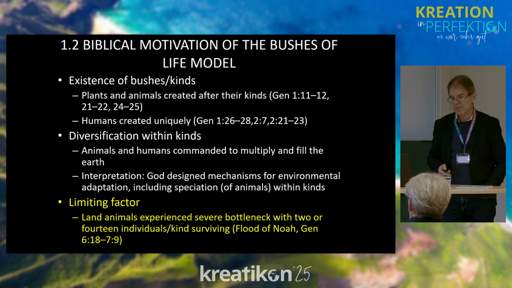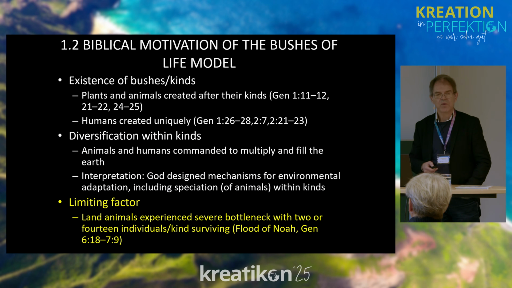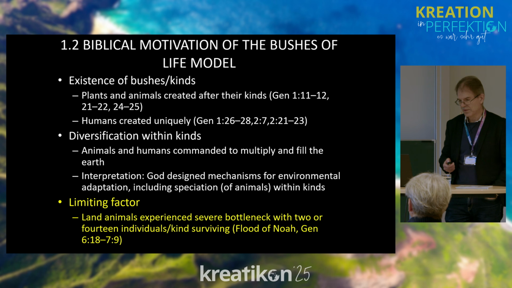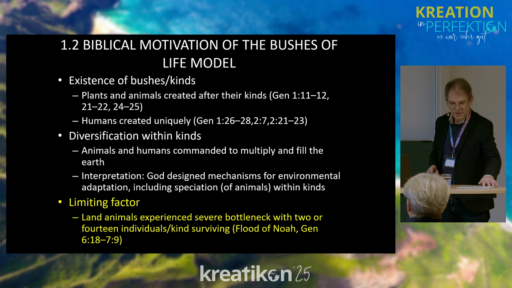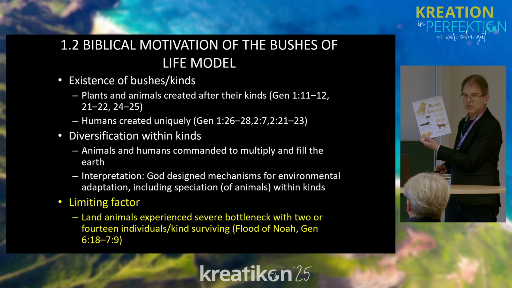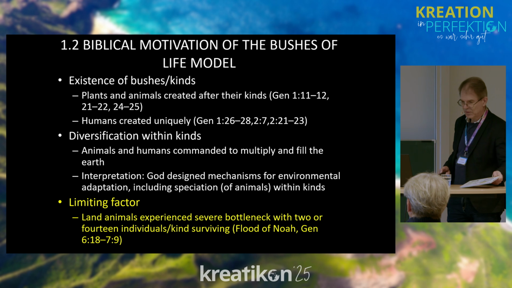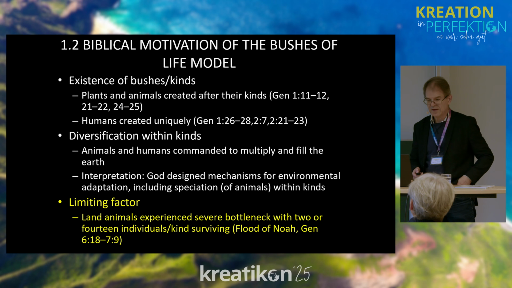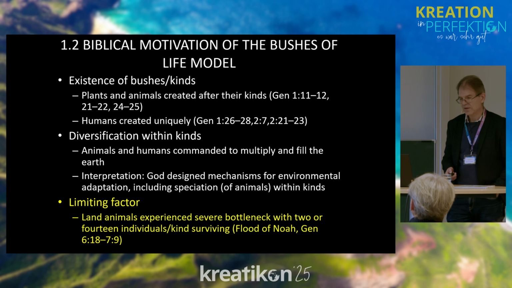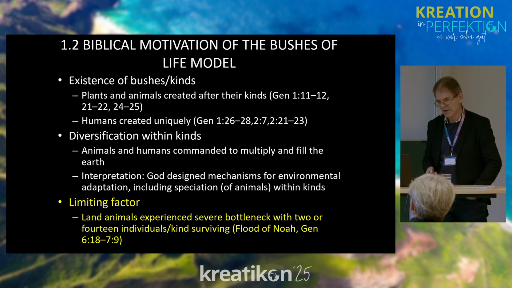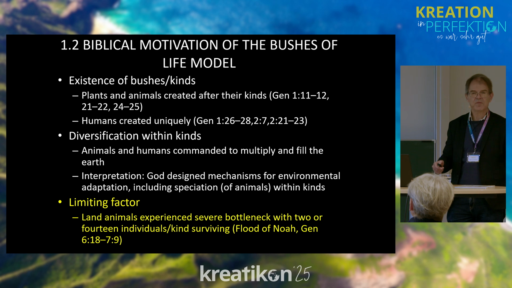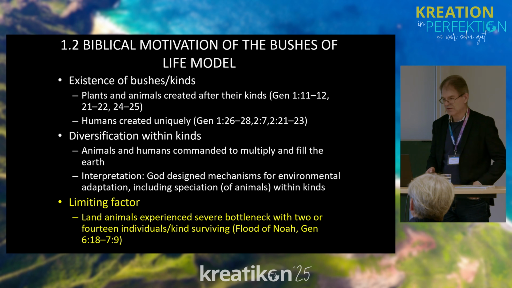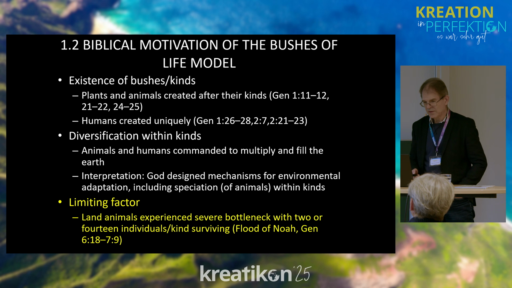But then, of course, we have a limiting factor, the flood of Noah, 4,500 years ago, which also relates to the title of this German book that I mentioned. So you could phrase this as a bottleneck. So the size of each animal kind was reduced to 2 or 14. So in some way they had to restart those kinds after the flood of Noah. So that was a biblical motivation for the bushes of life model.